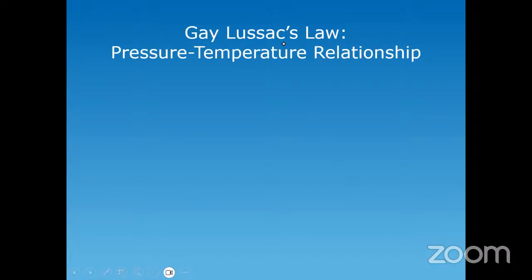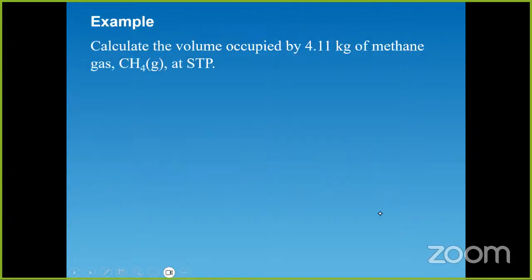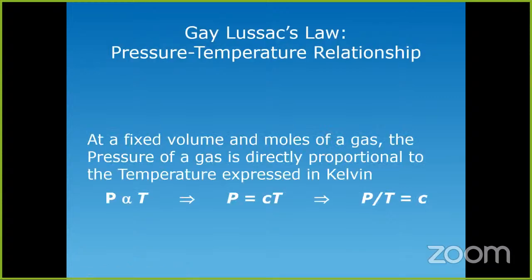The next law we're going to talk about here is what is called Gay-Lussac's law. And basically this law describes the relationship between temperature and pressure. And let me see if I can bring it up here. It says here, at a fixed volume and moles of gas, the pressure of a gas is directly proportional to the temperature expressed in Kelvin. So in other words, we can write it mathematically this way. The pressure is directly proportional to the temperature, or the pressure is equal to a constant multiplied by the temperature, or the pressure divided by the temperature is equal to a constant. All right, sorry. Remember now, in this particular case, the temperature has to be expressed in Kelvin.